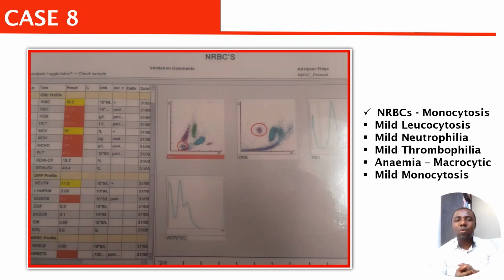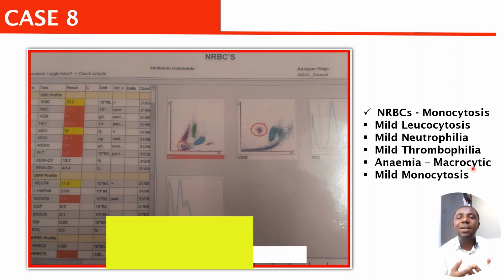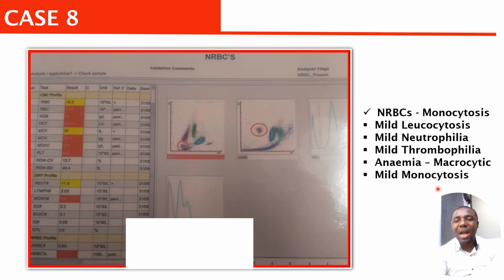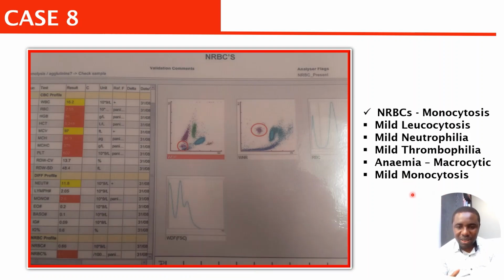So let's look at this one. In case number 8, what I really want you to pay attention to is the nucleated red cells. There are so many things that this means, which I have shown you. Mild leukocytosis, meaning that the leukocytes are slightly high. Mild neutrophilia, meaning that the neutrophils are slightly high. Also the thrombocytes are slightly high. Then macrocytic anemia, because the MCV is raised, okay? Then you can have a mild monocytosis. That's one of the things you can explain to them.